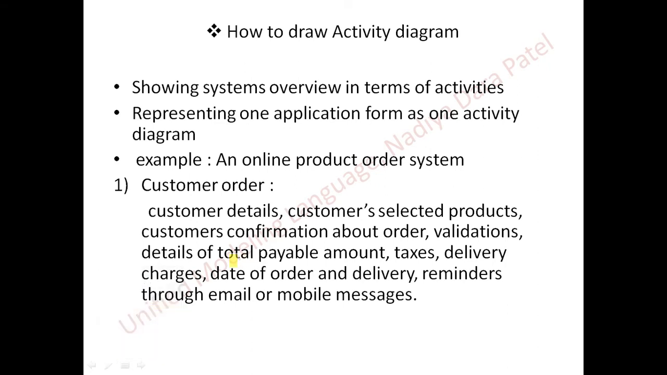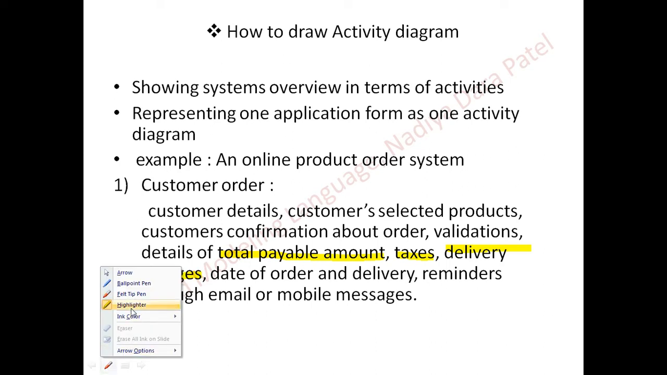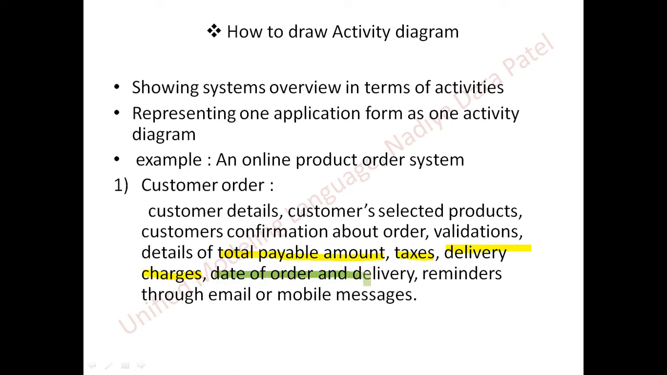Say for example, total payable amount, taxes, and delivery charges calculation can occur at the same time. So the next thing you can do is find the next activity coming together. According to me, the next activity which comes together is the date of order and delivery and reminder going at the same time. So you can collect these activities together, and here you can find the fork and join node.